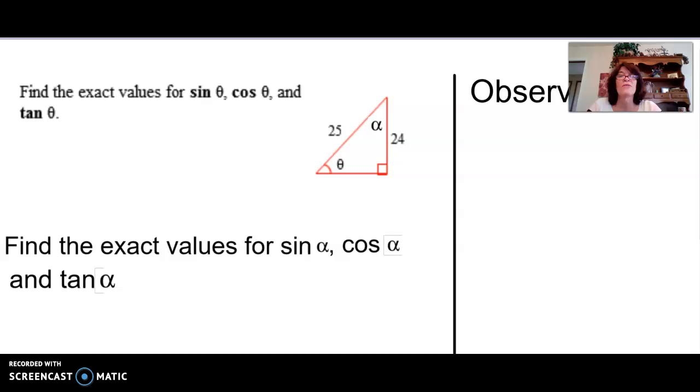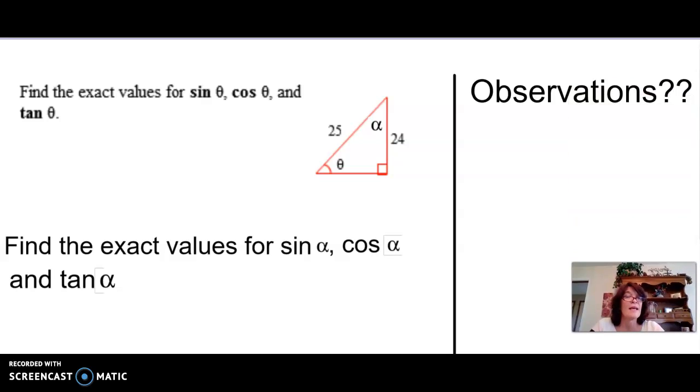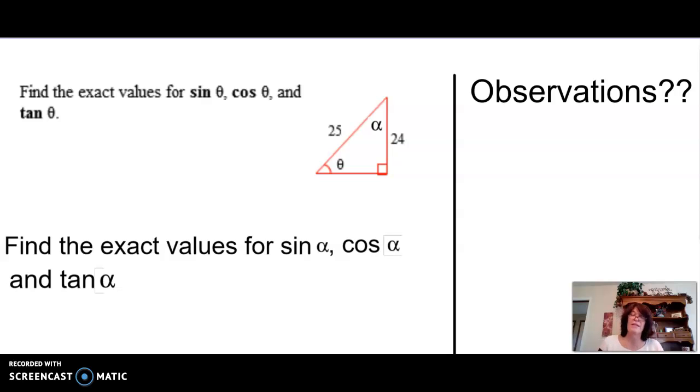So thinking of that, let's look at this right triangle where this is angle theta and this is angle alpha. We want the exact trig values. When they say exact, they don't want you just plugging it in your calculator and getting some decimal approximation. Instead, they want you to find the exact value. For example, if I want the exact value of pi, I say pi. If I want to approximate it, I say 3.14.